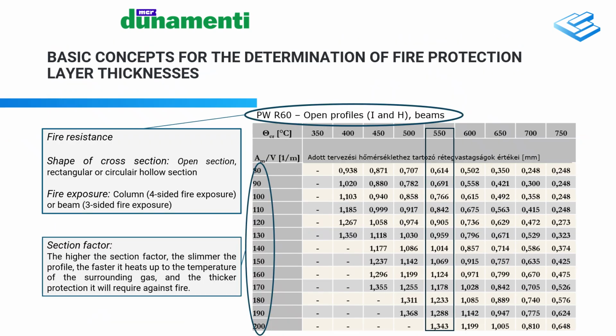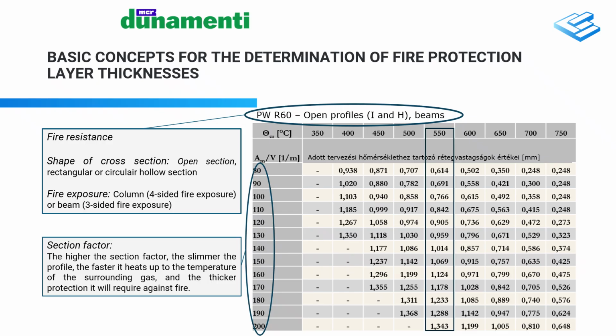Shows an example of a technical evaluation. ETA means European Technical Assessment. This is for a fire protection coating. It is a table used for the determination of the required coating thickness based on the section factor, the critical temperature, the shape of the section, and the fire performance requirement.